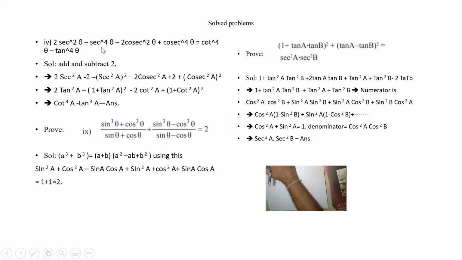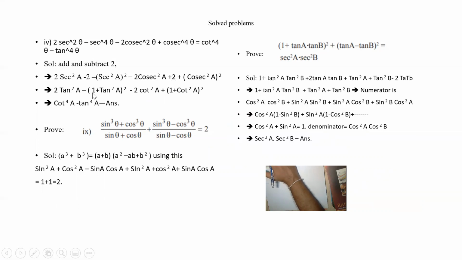Secant square theta minus sec to the power 4 theta minus 2 cosecant square theta plus cosecant to the power 4 theta. We have to simplify to cot to the power 4 theta minus tan to the power 4 theta. We want it in cot and tan. So for 2 secant square theta, I put minus 2 here, and plus 2 is added, so that I get tan square theta. 2 into secant square minus 1 is tan square, 2 into cosecant square minus 1 is cot square.